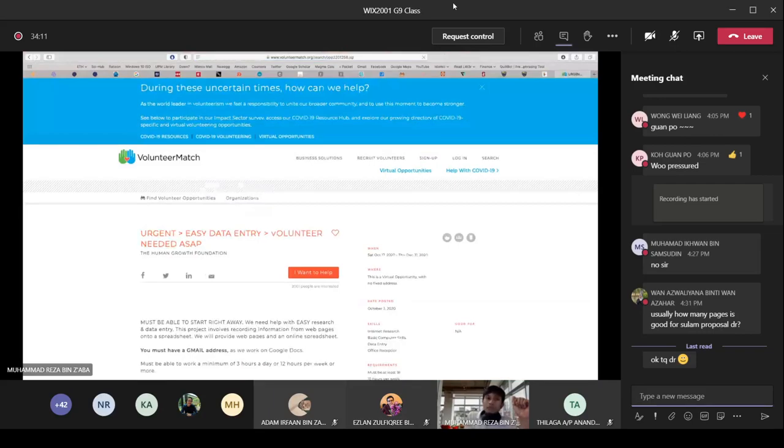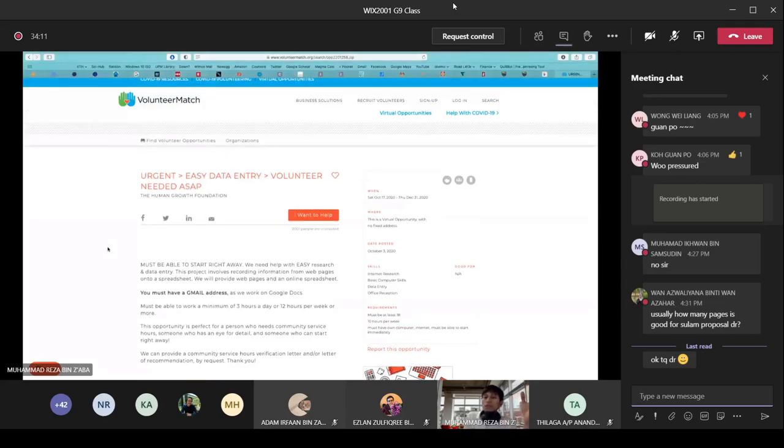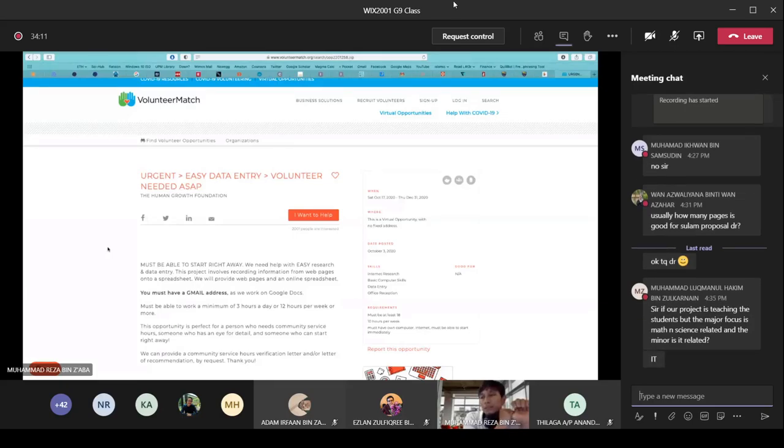Okay, for example, this particular project is a data entry thing, but it's volunteer basis. Yeah, it's volunteer, but the work is something that basically the organization just wants free labor. So if you just do the data entry, to me it seems that it benefits more to the company than you as a group.